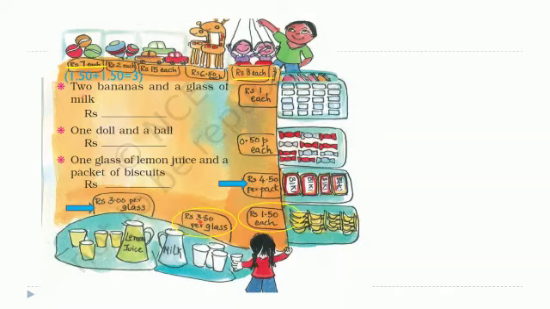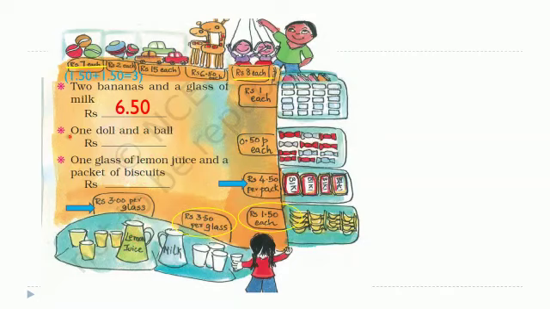And a glass of milk they have given 3 rupees and 50 paise. So now you have to add 3 and 3 rupees 50 paise. So 3 plus 3 is 6 and then 50 paise. Add rupees first and then you go to paise. So it is rupees 6 and 50 paise.